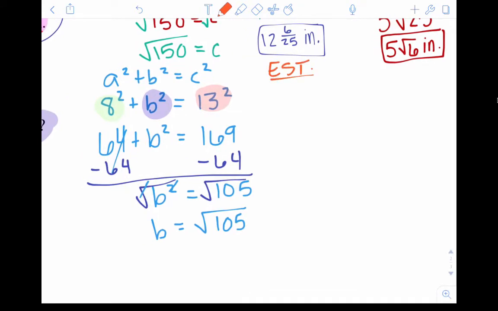So I have square root of 105. Well, the two perfect squares that it's between are 100 and 121. Square root of 100 is 10. Square root of 121 is 11. So this number is going to be between 10 and 11.